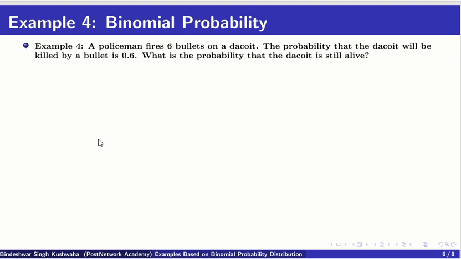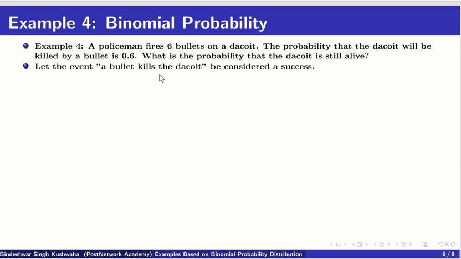A policeman fires 6 bullets on a dacoit. The probability that the dacoit will be killed by a bullet is 0.6. What is the probability that the dacoit is still alive? So let us see. Let us find out n, p, and finally we will solve it for x. That would be the answer.